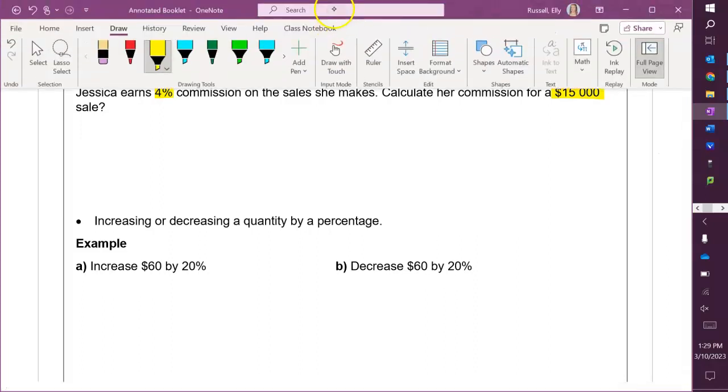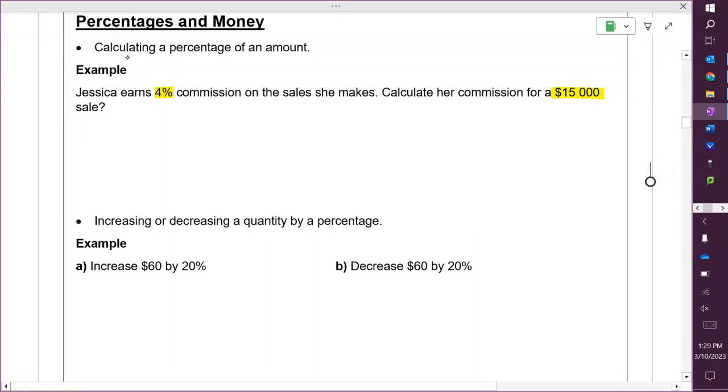So when we remember about commission, it is an extra amount of money that a person makes when they sell something. So they try and sell it for a higher price because they're going to get a little bit more. Being said that, that means their wage might not be as high as it could be because they rely a little bit more on their commission.